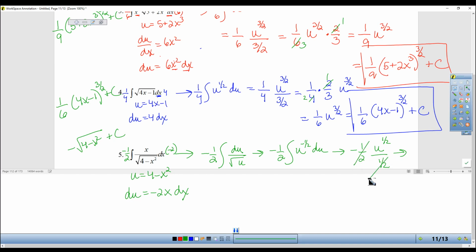You're multiplying by 1/2 and dividing by 1/2, which just gives me negative u to the 1/2, which is negative. You can see I wrote it as a square root, just because I like square roots. But if you leave it as negative (4 minus x squared) to the 1/2, that's just as correct. No answer is better than the other in this case. They're the same.